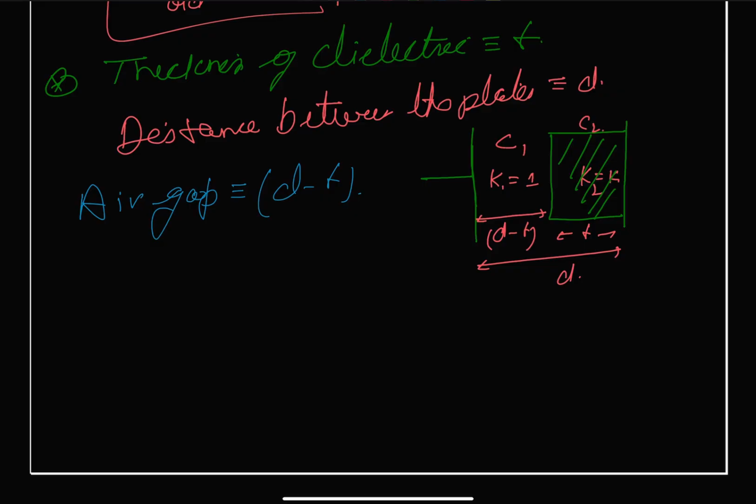Therefore we can say that capacitor 1, that is our air, and its dielectric is 1. Therefore, we can write that our C1 will be equal to, area is same, so we get epsilon naught A upon D minus T.